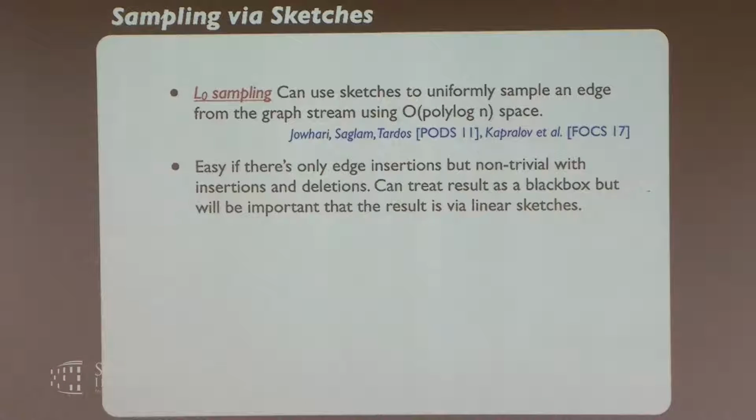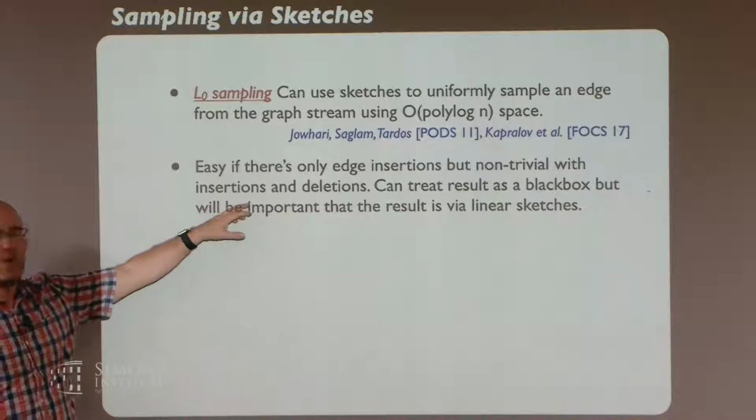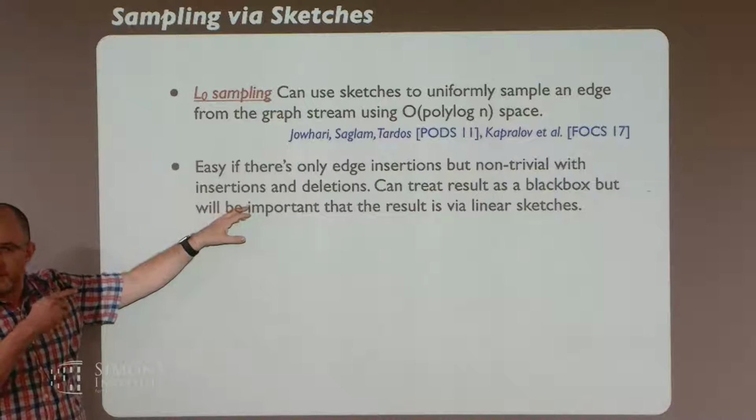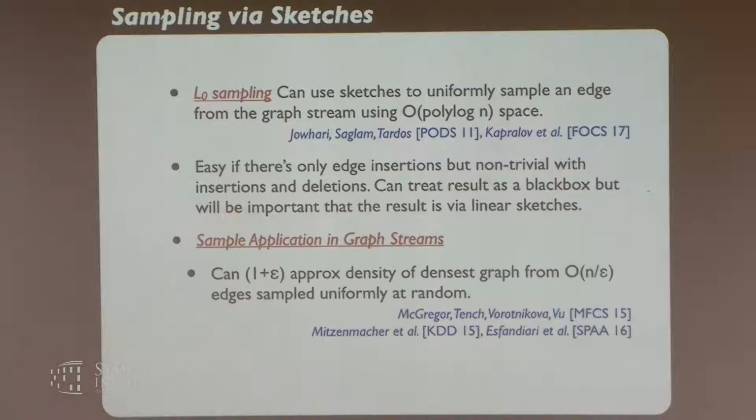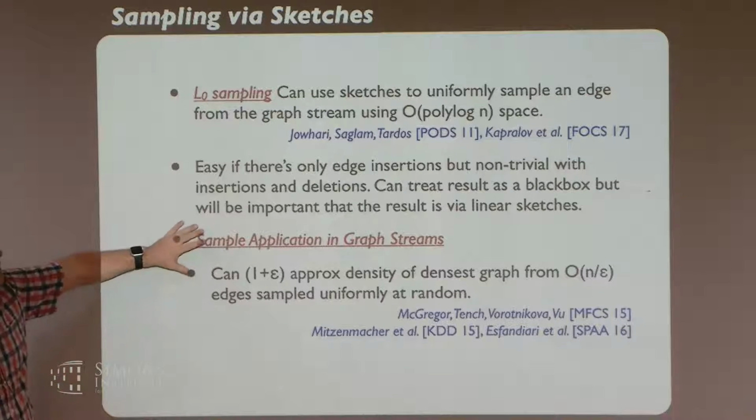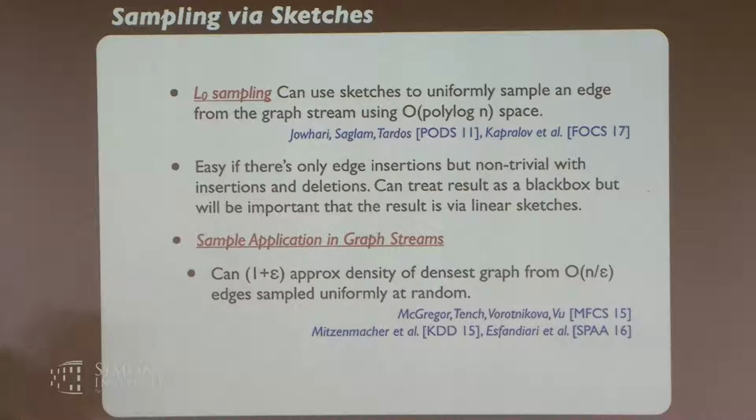Most of the time, we'll be able to use L0 sampling as a black box, but it will be important that it's enabled by using one of those random projections, one of those linear sketches. I'll go into this black box briefly, just to not leave it as a mysterious object in a second. But before I do, I just want to mention some sample applications, excuse the pun, in graph streams. It wasn't a deliberate pun.